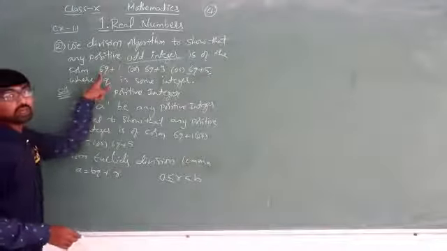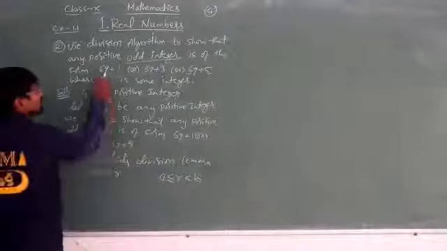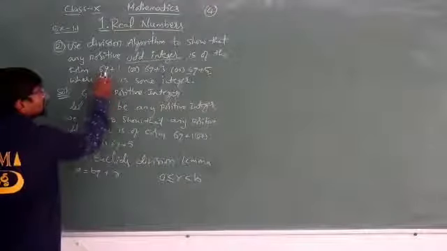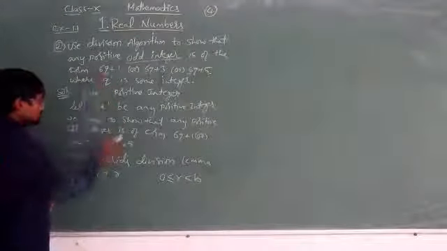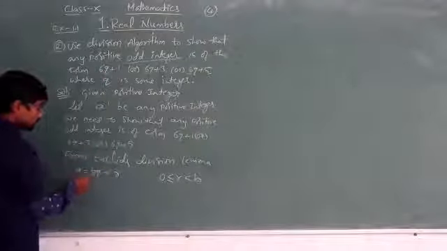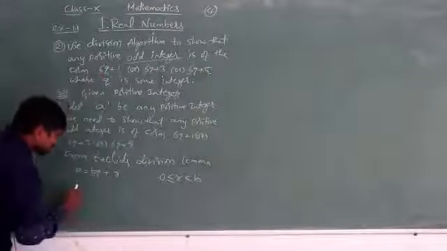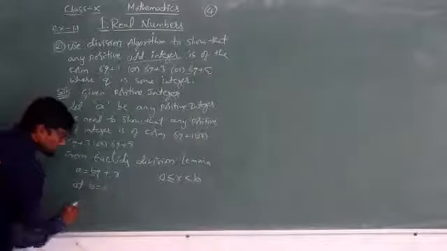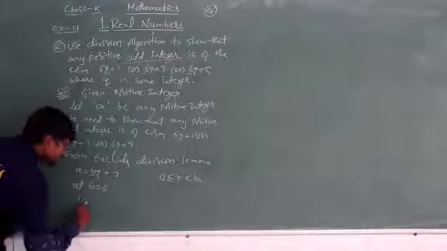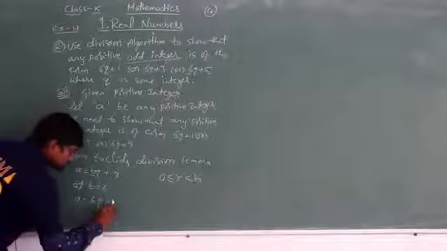So now what do I have to take? I have to take the value of b as 6. Why? Here the coefficient of q is 6. So here also the coefficient will be b. In the place of b, I have to take 6, isn't it? So at b equals 6, what do I get? I get a equals 6q plus r.